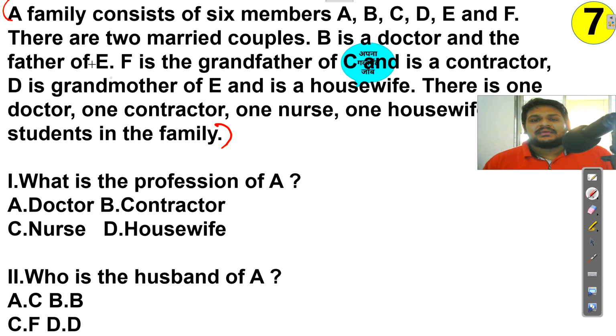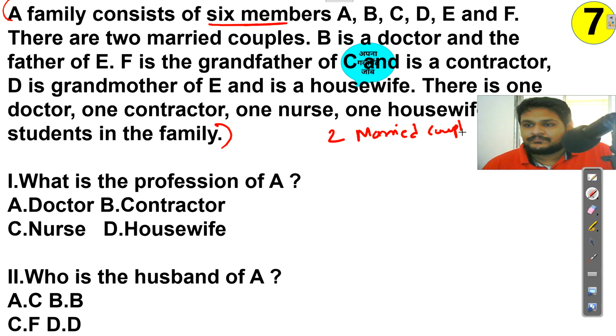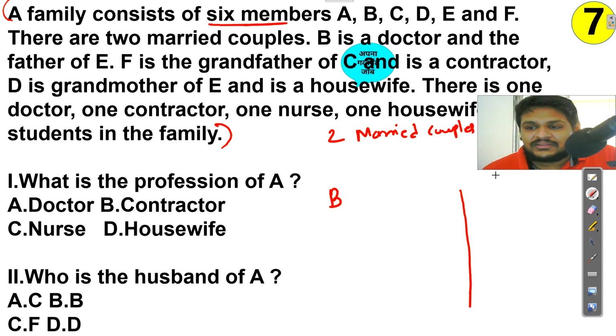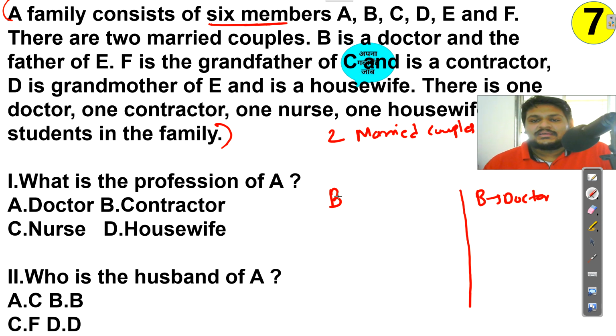Okay, see, a family consists of 6 members A, B, C, D, E, F. There are 2 married couples. So I will write here 2 married couples. B is a doctor and the father of E. Very important that B. I will make 2 things now. Here we will draw our diagram, and here we will write the occupation of each and everyone. So B is a doctor, and B is the father of E.